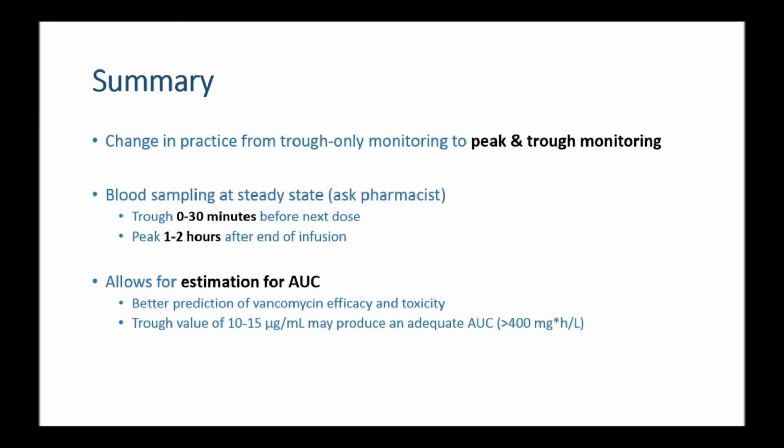A lower Trough value of 10 to 15 actually tends to produce enough AUC. Targeting a higher Trough value of 15 to 20 in normal renal patients, which we have been practicing in recent years, will probably expose patients to high dose Vancomycin and predispose them to acute kidney injury as a result.